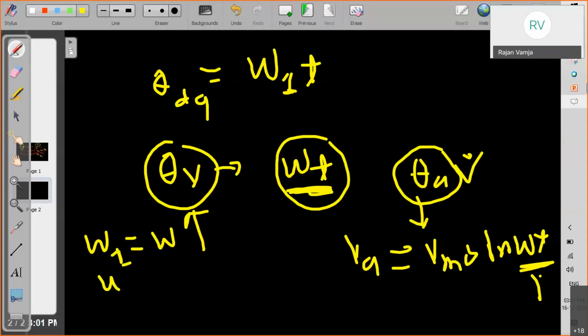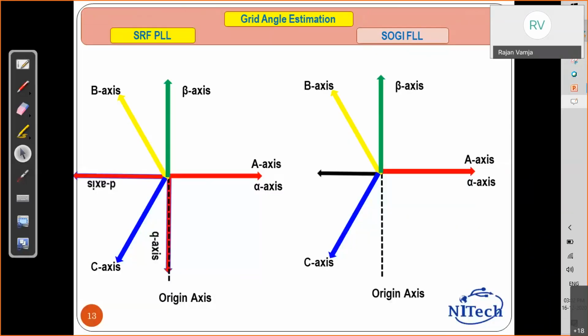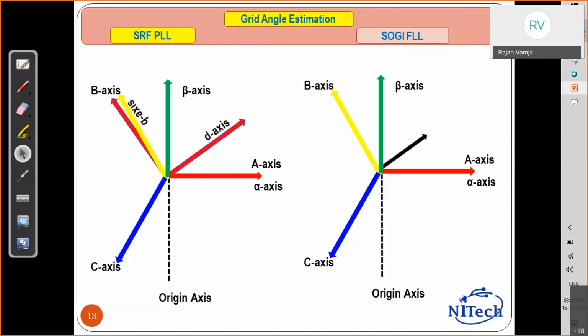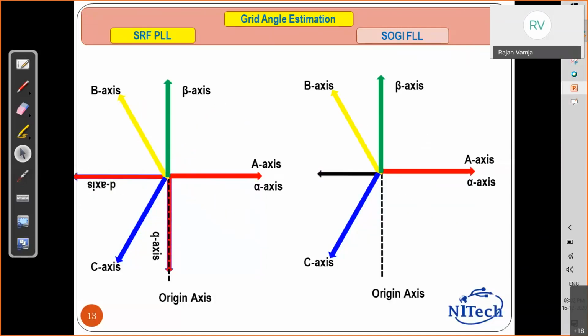omega. Second case is omega 1 greater than omega. That is also possible. And third case is omega 1 less than omega. These are the three possibilities. So our space vector can rotate fast. Here you can observe that our d-axis and our vector are rotating at the same speed. That is nothing but reference frame.